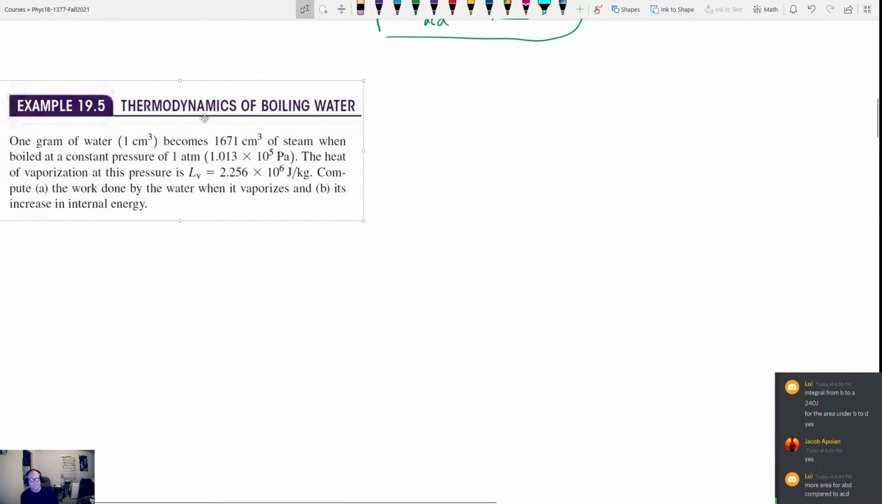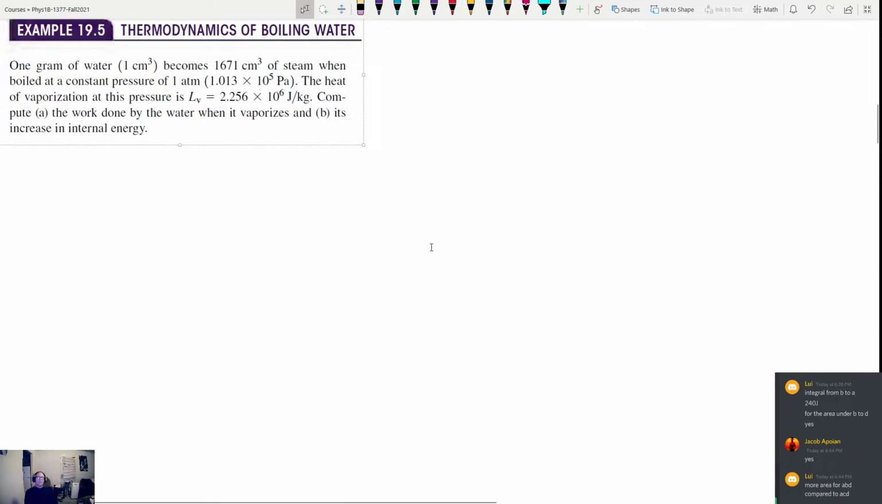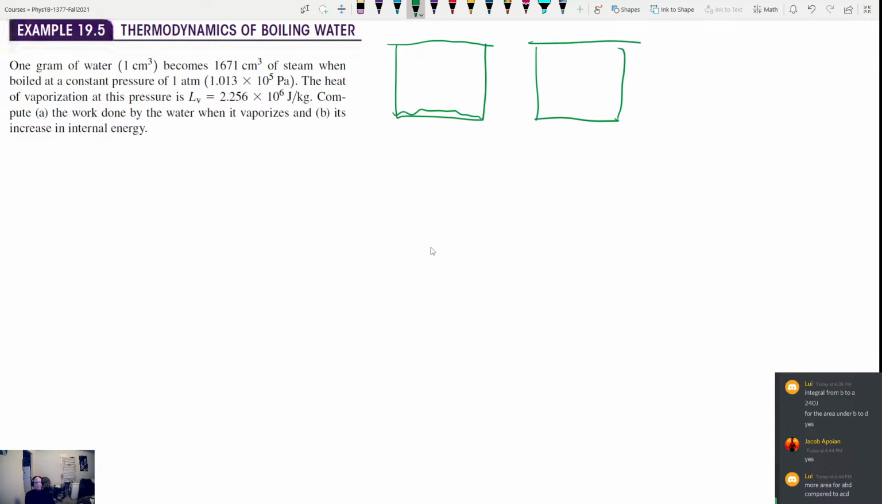Okay, let's try this one out. Thermodynamics of boiling water. So we have 1 gram of water in a closed container; 1 centimeter cubed of water becomes 1,671 centimeters cubed of steam. So we have water, we put heat into it, so heat goes in, and as a result, all of this water gets converted into steam.